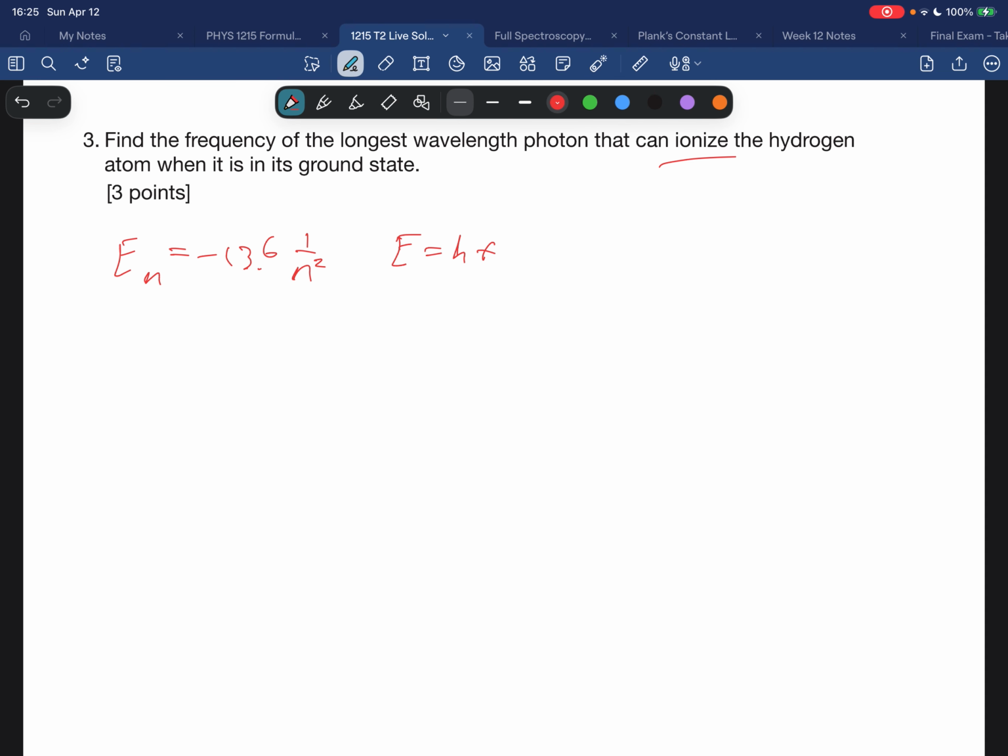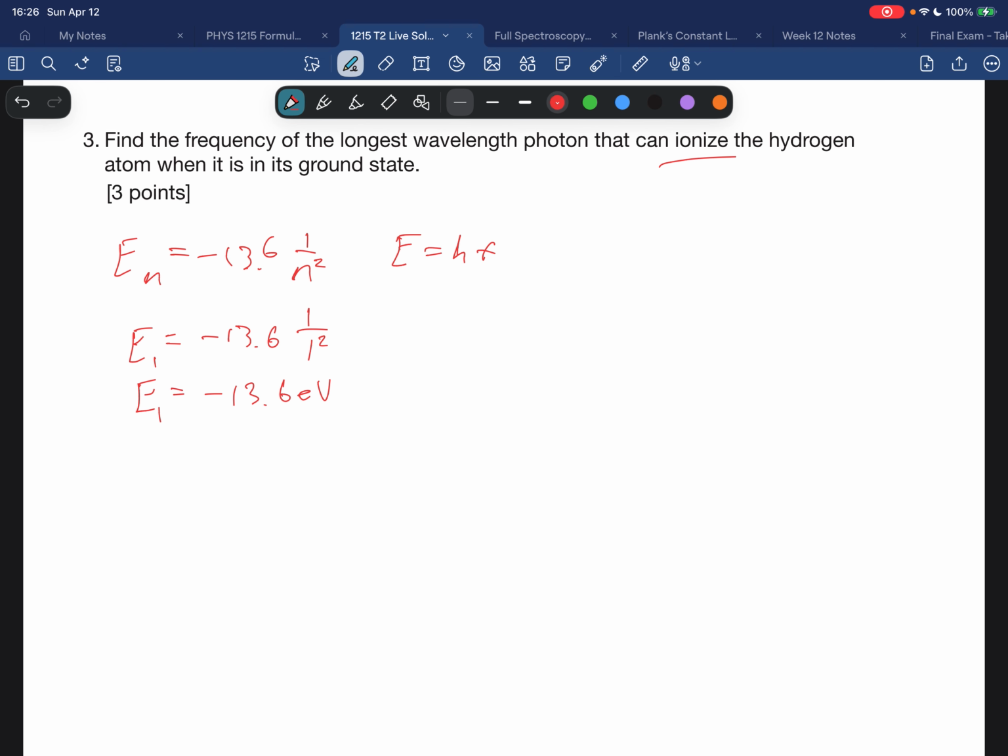There we go. So we know that the photon will be able to ionize the hydrogen atom. This is going to be equivalent to the amount of energy that the electron has in its first energy level, or in the ground state. So that is going to be equal to negative 13.6 times 1 over 1 squared. So it is still negative 13.6 electron volts worth of energy needed to ionize the hydrogen atom in its ground state. Great.